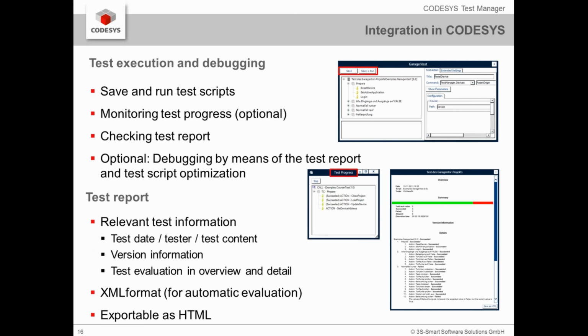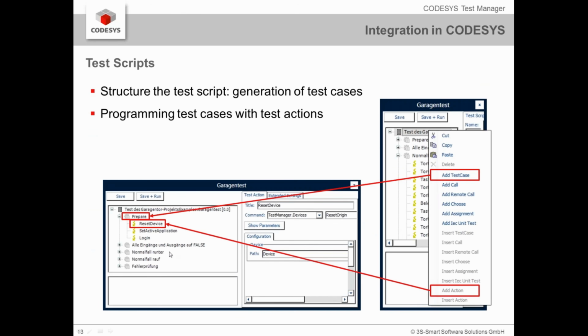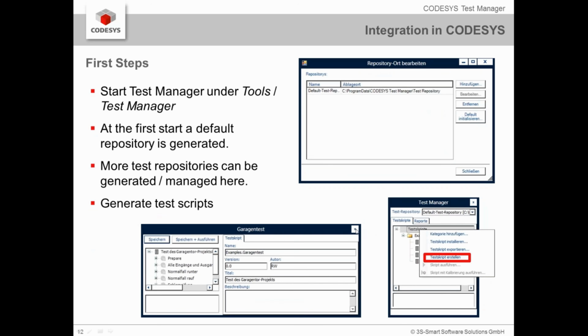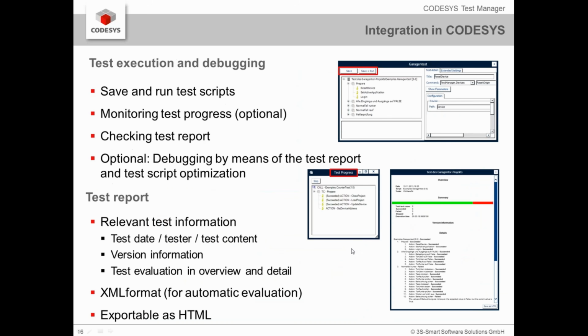Then we've seen that we can execute the tests by clicking on Save and Run here, or as I've done it, on the test script here, with a right mouse click I can then execute the test script. Then I receive the test report. During the test there will be the test progress window, and we can export the results as XML and HTML.